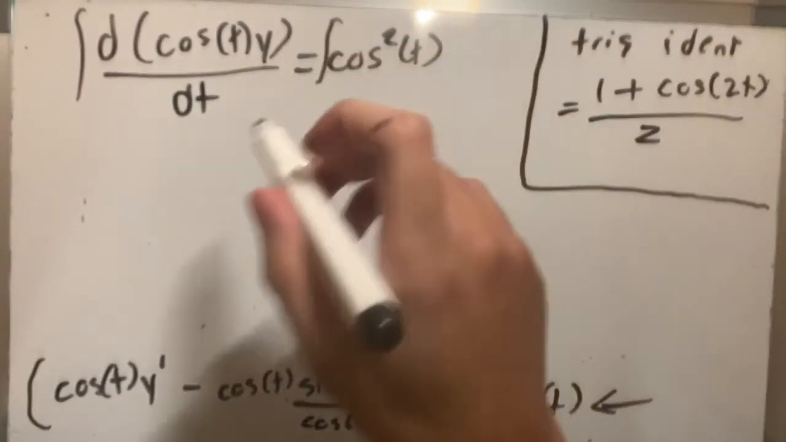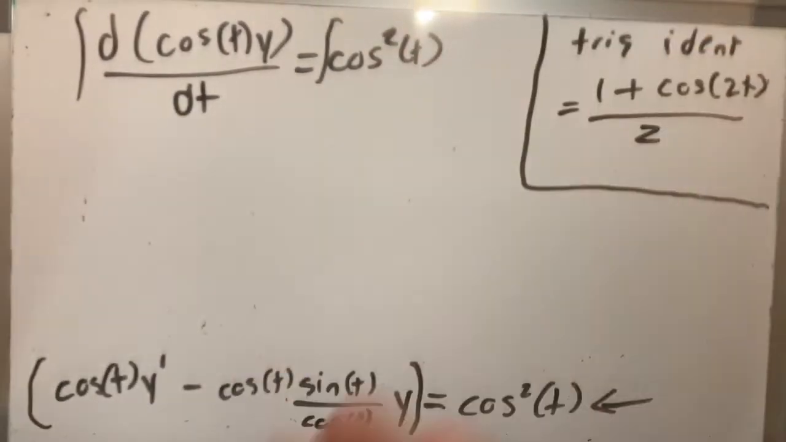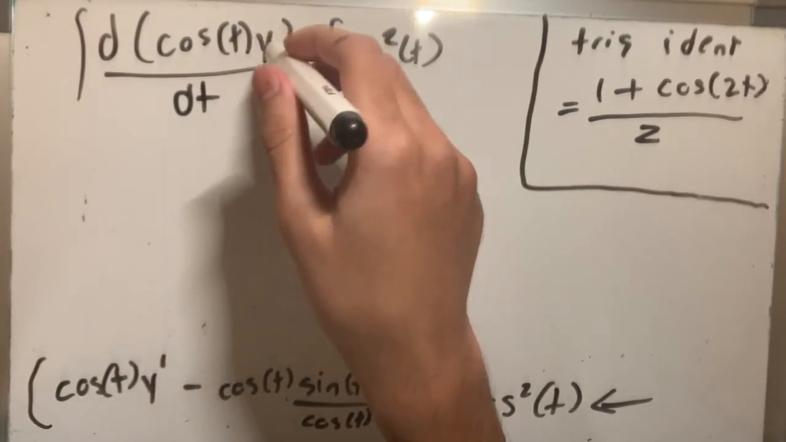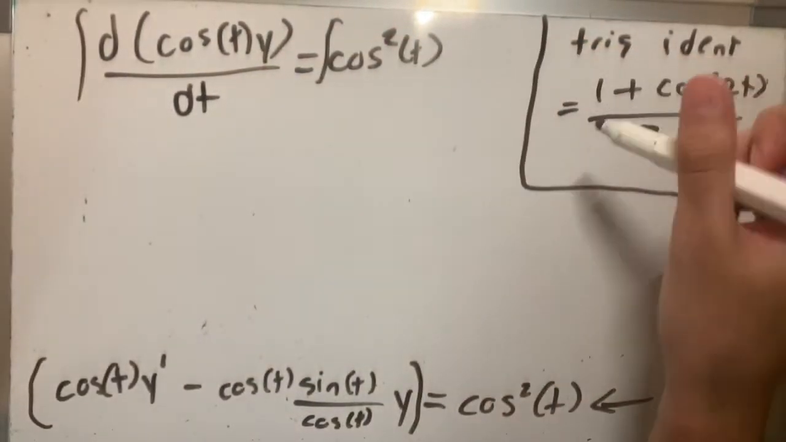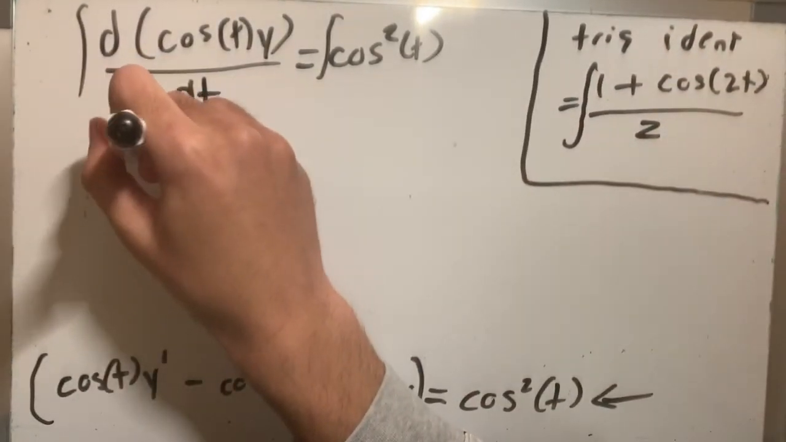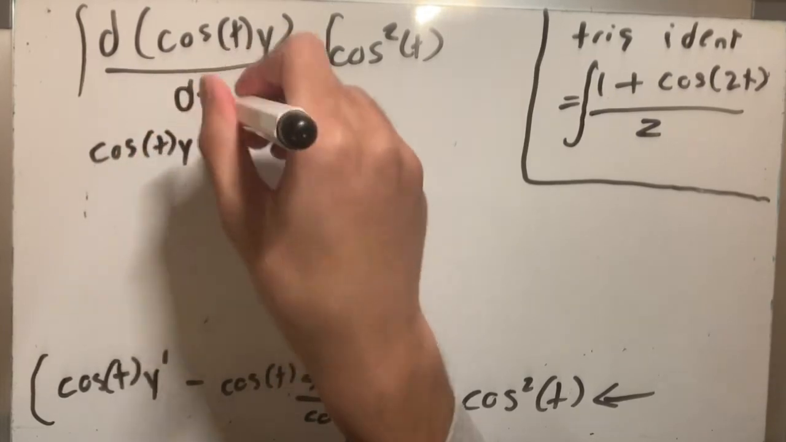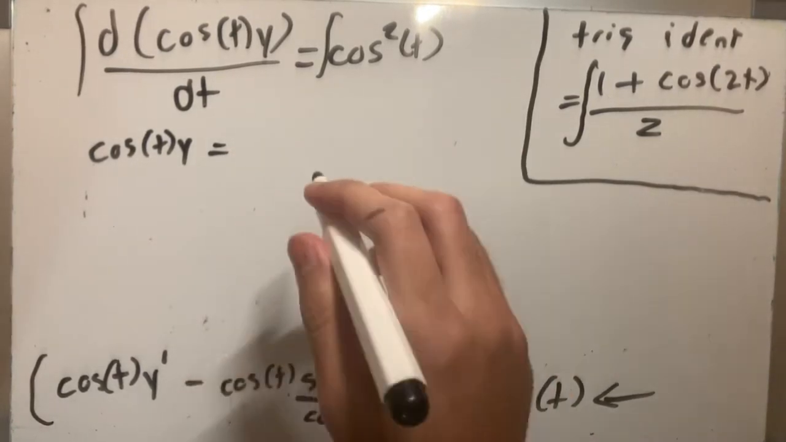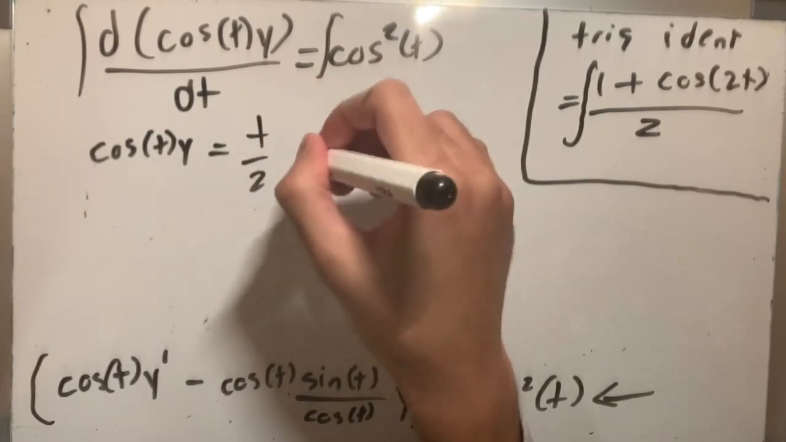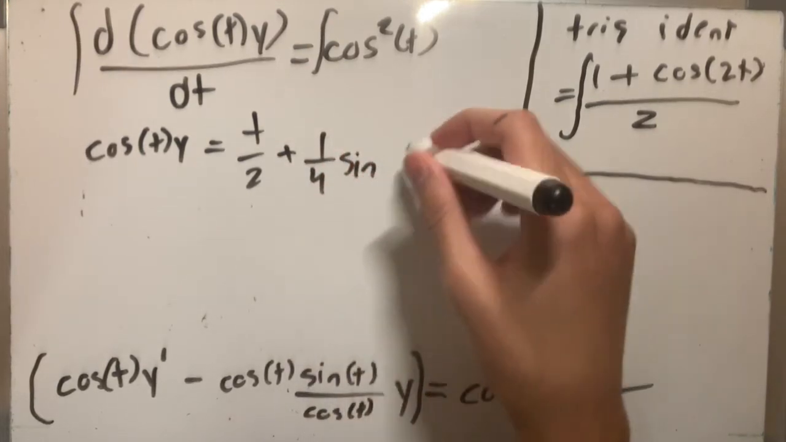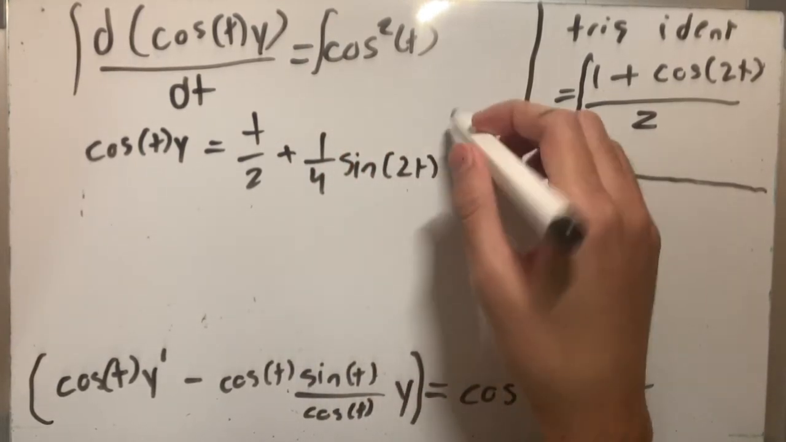Once we've substituted in our trig identity, we can find the integral of cos t times y, and then we'll have to find the integral of our trig identity. So cos t times y is equal to the integral of this, and you're just going to have to know the integral of this. The integral will be t over 2 plus a fourth sine 2t plus c.